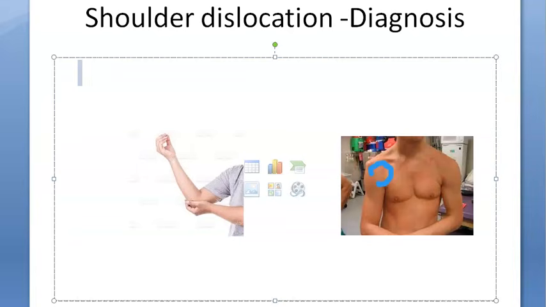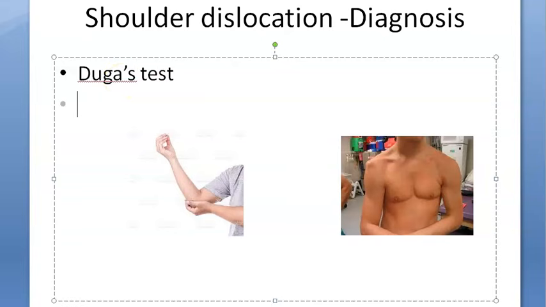Now, what will you do for this guy? You can do Dugas' test. Dugas' test. And you can do one more test. That is the Hamilton ruler test.